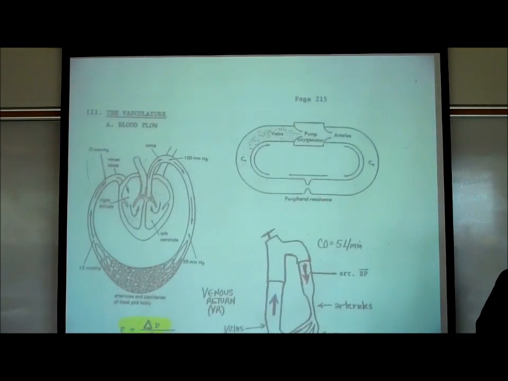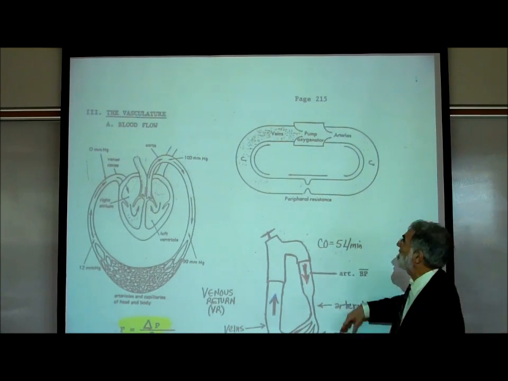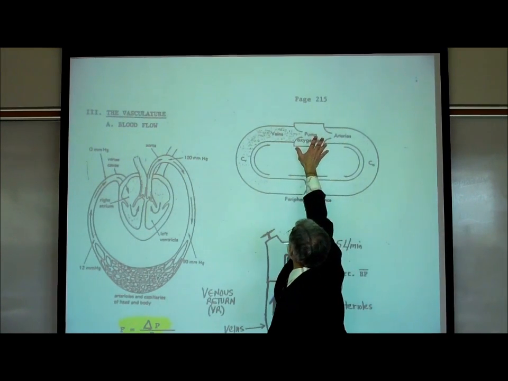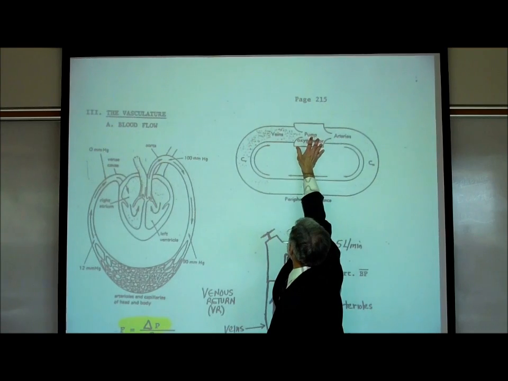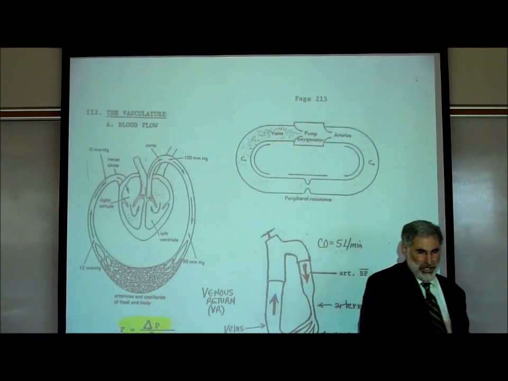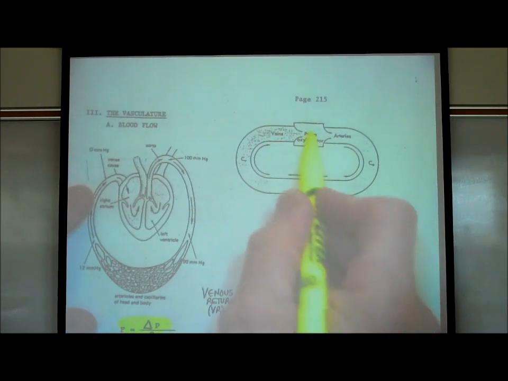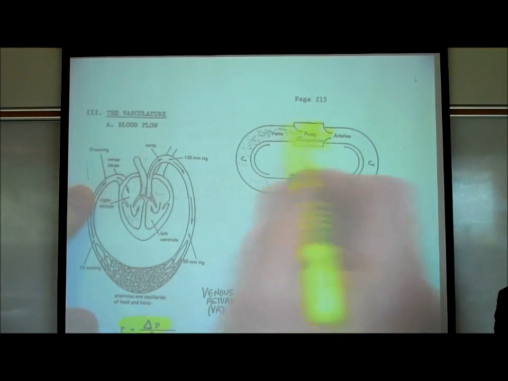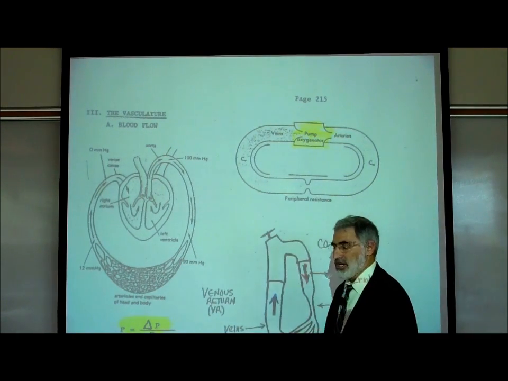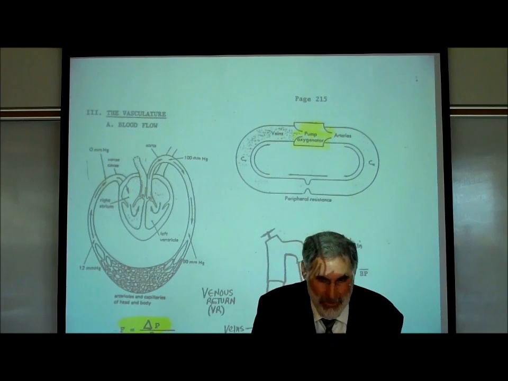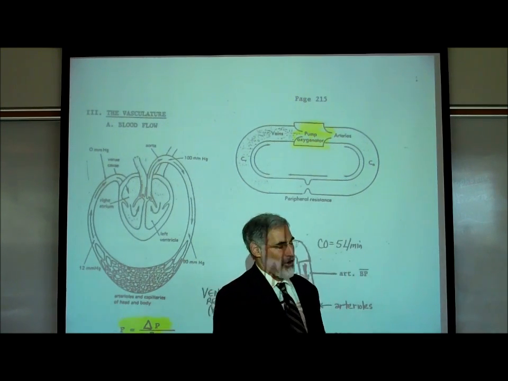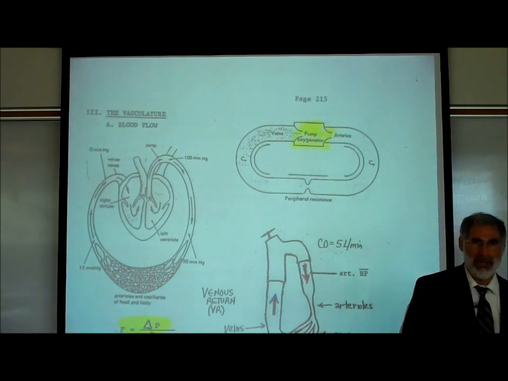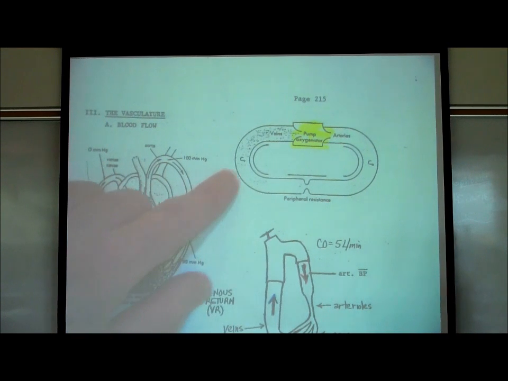Another way of representing this is here, where it represents the heart and the lungs as the pump oxygenator unit. And if that sounds a little weird, in fact, there is a machine that basically does the job of the heart and the lungs. It's called a heart-lung machine that a patient is placed on during open heart surgery.